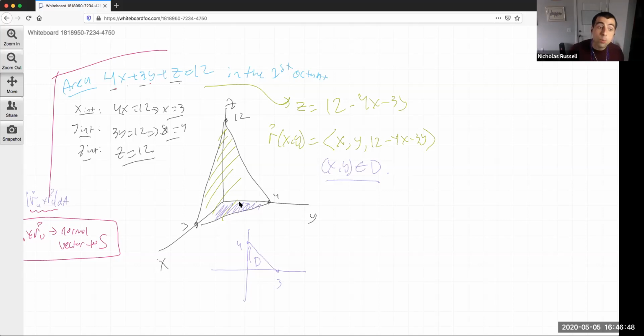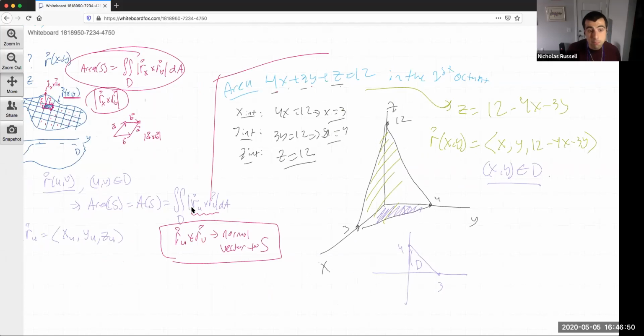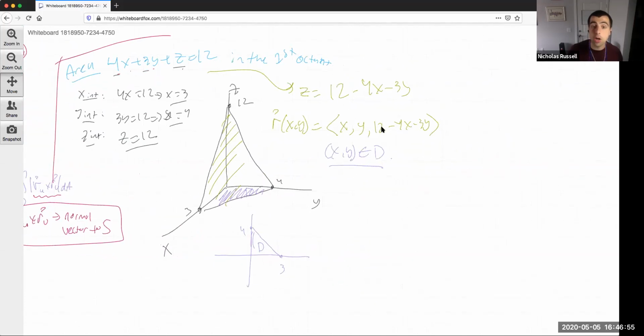Okay, so then what is the process here? I need to get the magnitude of Ru cross Rv, in this case, Rx cross Ry. Let's calculate Rx and Ry and then take the cross product of those two. So Rx, the derivative of each one of the components with respect to x: this first one will be 1, this will be 0, and this will be -4. R with respect to y will be 0, 1, -3. This is the derivative of each one of these.